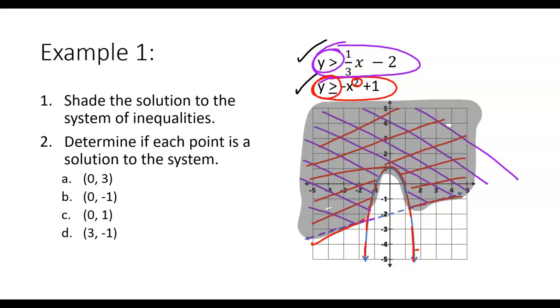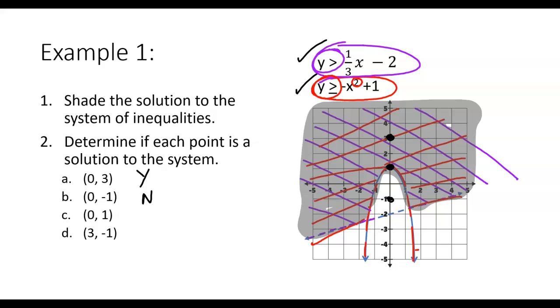All right, now let's see if these points work. 0, 3. It's right here. Is that a solution? Let's put a Y there. Yes, it's in the shaded area. How about 0, -1? No. 0, 1. I heard a no. I heard a yes.